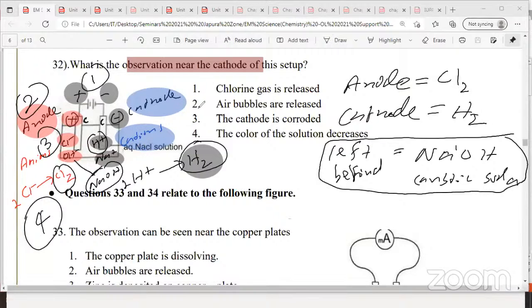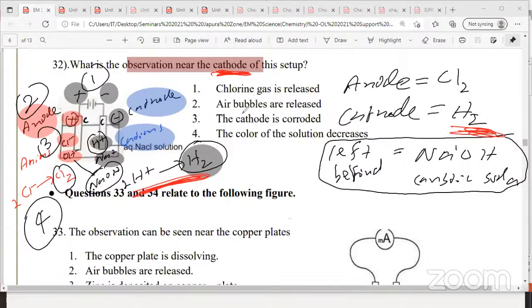Right. Question number 32. What is the answer now? Everyone should be able to give the answer now. Chlorine gas at the cathode? Look at the cathode. What is the gas coming out? Hydrogen gas. How? H+ becoming H2. H+ is a cation, attracted to the cathode. The cathode is negative, and a negative electrode attracts positive ions. Therefore the positive ion is H+. H+ becomes H2, so hydrogen gas comes out near the cathode.